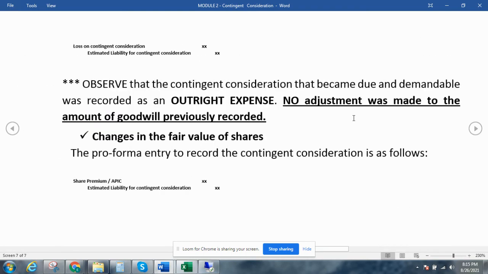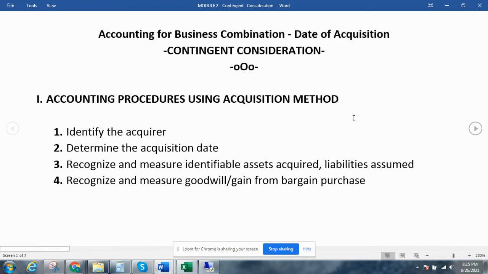So that is the accounting procedure for contingent consideration.